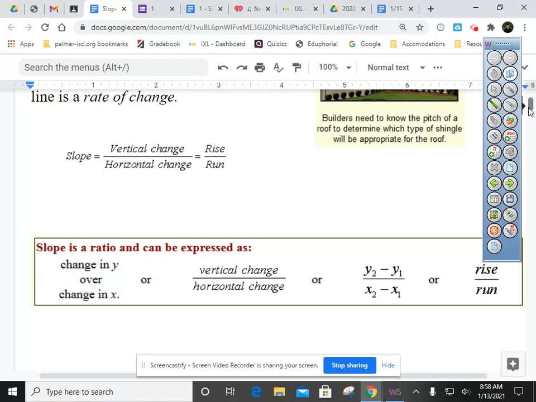The slope, there are several different ways to do slope. The vertical change, what does vertical mean? Up and down. Opposites. Vertical is up and down. Over the horizontal change, which is what? Across. Or also known as rise over run.